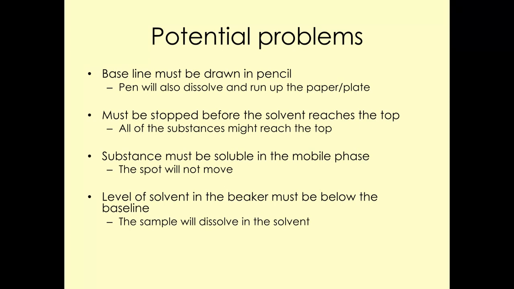You have to stop it before the solvent reaches the top. If you allow it to keep going, all of the substances might reach the top and then they won't be separated anymore. The substance has to be soluble in the mobile phase. If the substance isn't soluble in the mobile phase, it will just stay on the baseline. And lastly, when you put the solvent in, you need to make sure that the level of the solvent in the beaker is below the baseline. If it's not, the whole sample dissolves in the solvent and you just get a big inky mess.